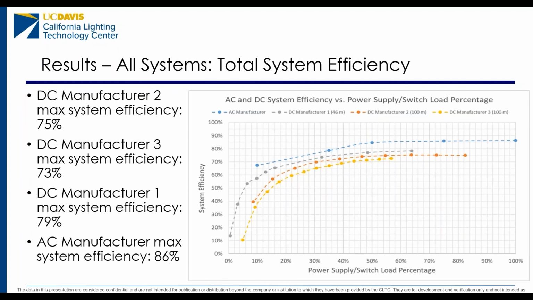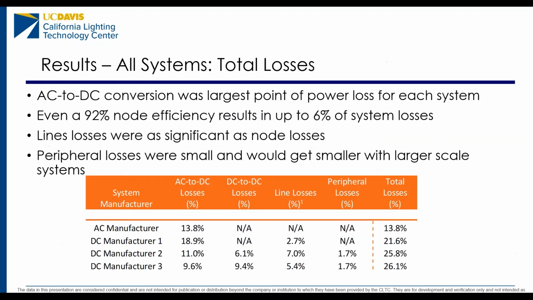Okay, overall, the baseline AC system achieved the highest maximum system efficiency of 86% under our testing conditions, and this was 7 to 13% better than each of the DC systems. For each system, the greatest source of power loss was that AC to DC conversion. Losses due to DC to DC conversion at the node also contributed significantly to the overall power losses, even with a node efficiency of upwards of 92%.